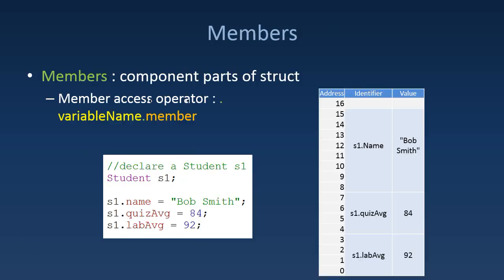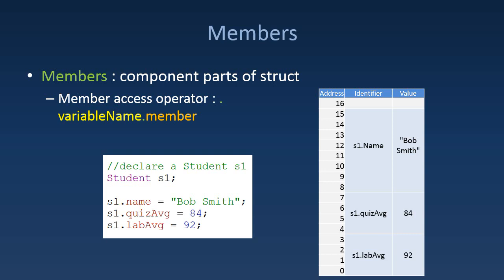And to access those components, we use the dot operator. So s1.name says go to student1 and access the name. Go to student1, access the quiz average. Set it to be 84. In memory, what we'll have is something like this, where the different components of the student are just laid out in consecutive blocks, and behind the scenes, C++ does the work of figuring out, okay, if we're accessing the name, we need to go here and grab that chunk of information. If we're accessing the quiz average, we go here, etc. But from our perspective, we just say, go to the student, access the name.